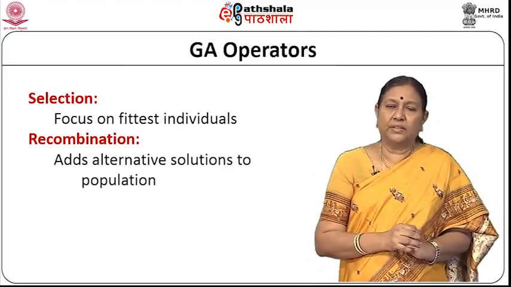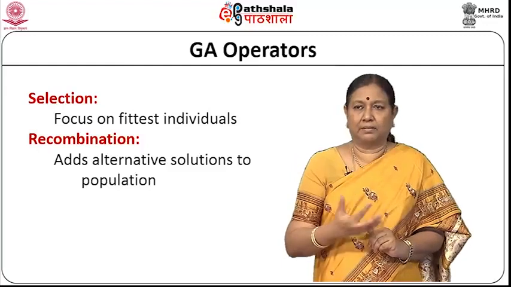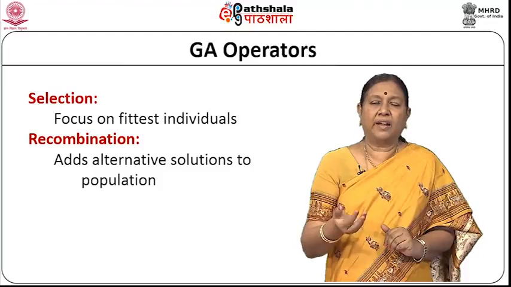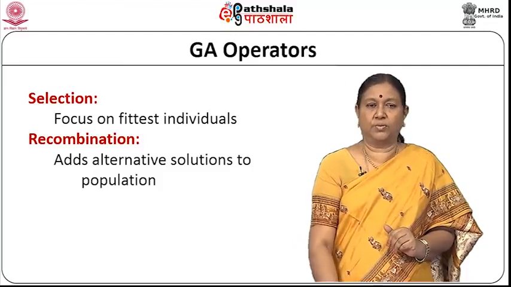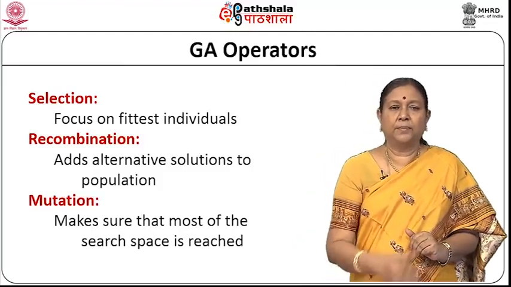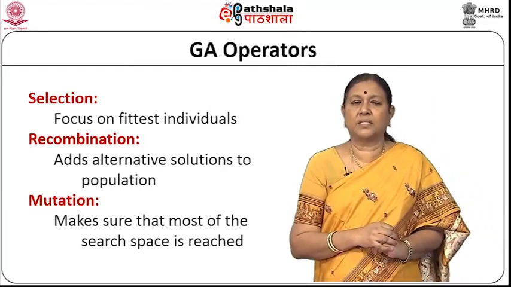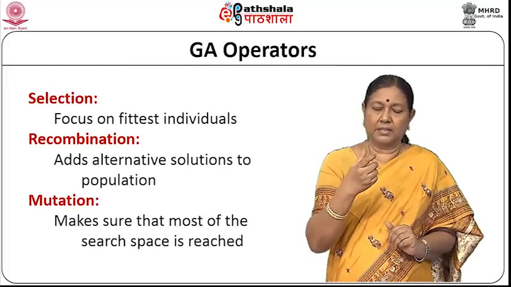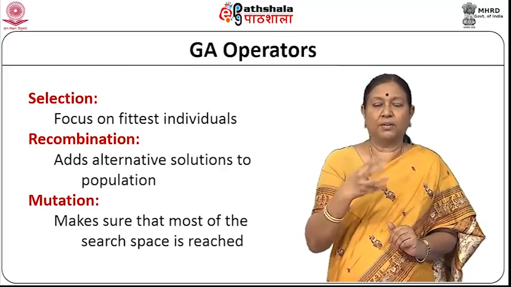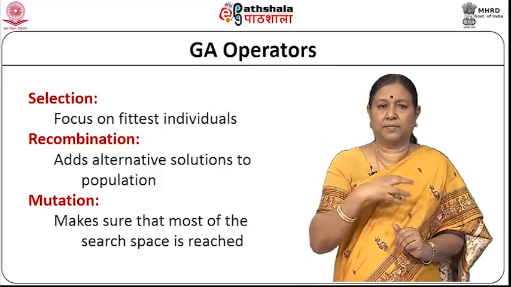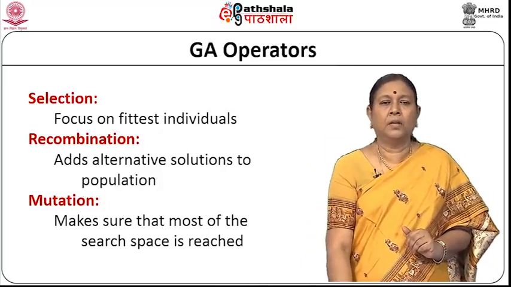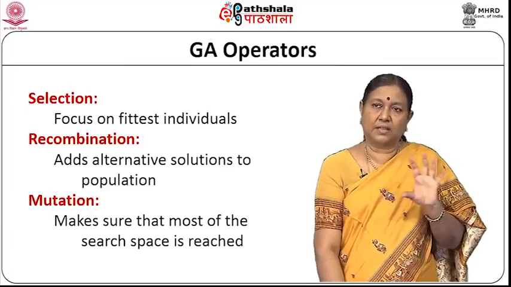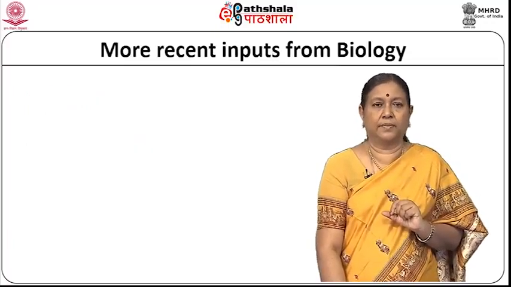The recombination: you do not want to use the same pair to create the same type of child. So, you want to create a child that is different from the parent. So, you have an alternative solution to the population, that is what you do through recombination. And mutation: you make sure that most of the search space is reached, that is, the child is different from both the parents slightly. So, you are trying to go away from the parents' region a little bit, and most of the search space is covered, not only the space covering the parents.